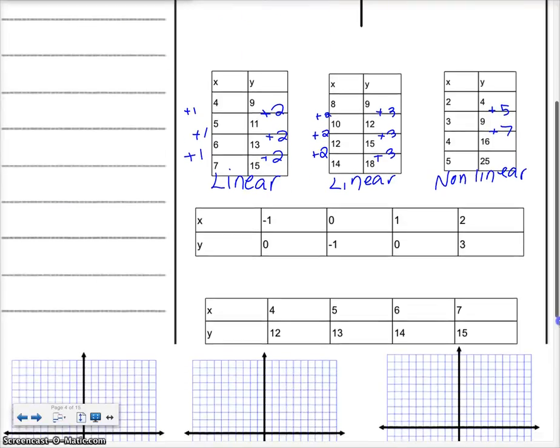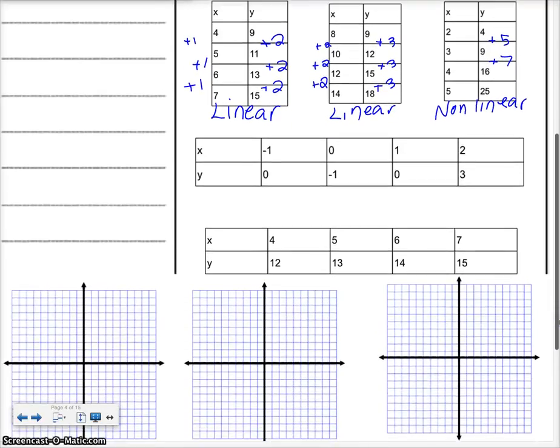Okay, so the next one. It doesn't matter where you start. I'm just used to starting with y because slope is defined with y, and so I'm really used to working with slope. What did I do to 0 to get to -1? Subtracted 1. What did I do to -1 to get to 0? I added 1. This is nonlinear, because I didn't add or subtract the same thing.